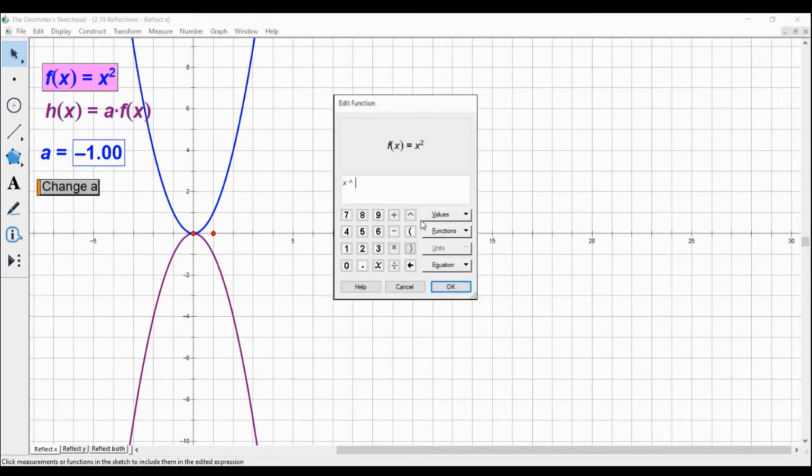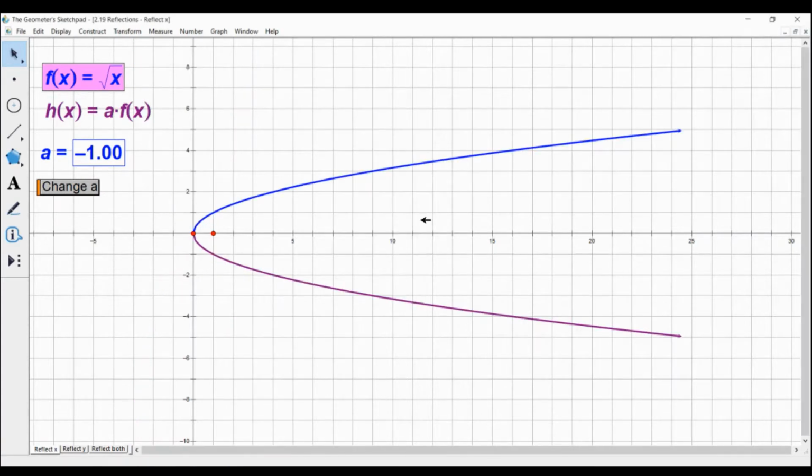I know the parent function right now is the quadratic function, but we're going to change it to, I don't know, let's say square root of x. See, same thing. It doesn't matter because look at the y values. They used to be positive and now they're negative. Are the x values changing? Absolutely not. So that's why you see this beautiful reflection across the x-axis.